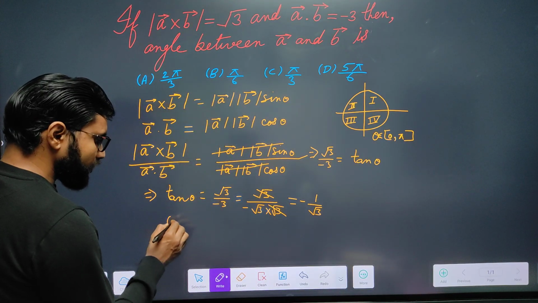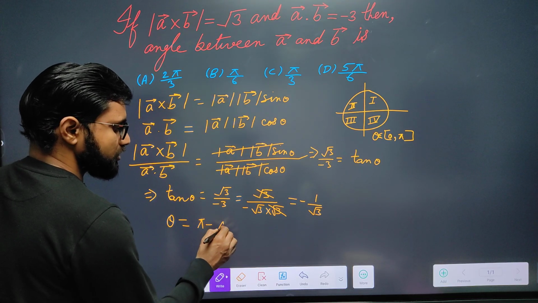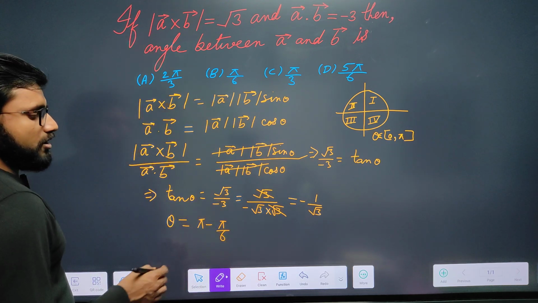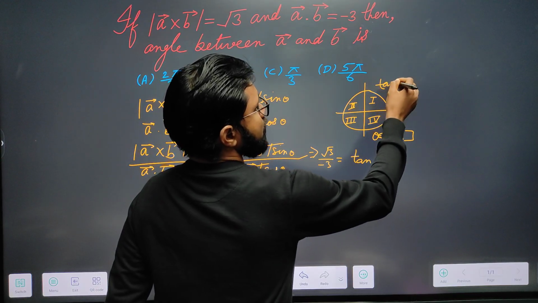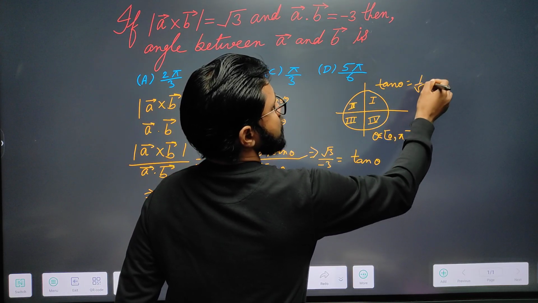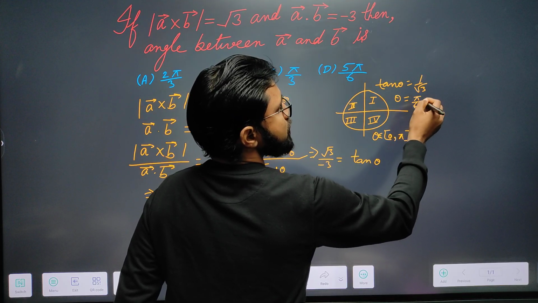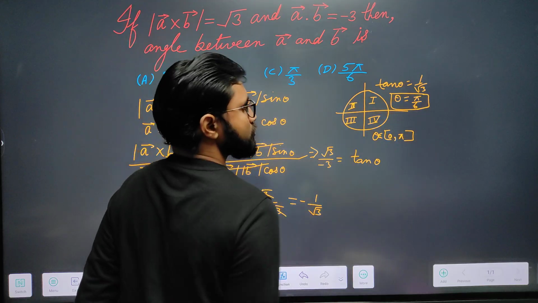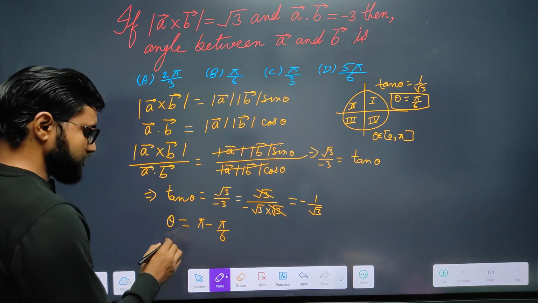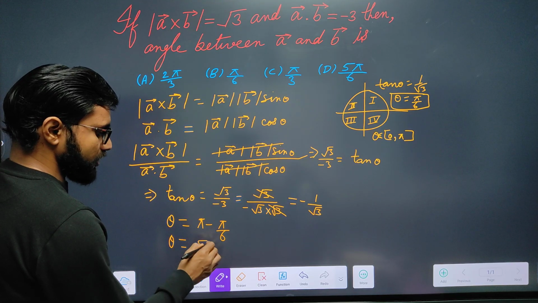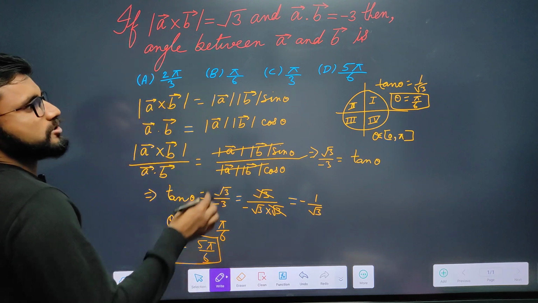So the angle theta is pi minus pi by 6. How does pi by 6 come? Because tan theta equals 1 by √3 when theta equals pi by 6, that is 30 degrees. So here it comes -1 by √3, so the angle changes and it becomes pi minus pi by 6. So it is our answer. So the answer is D.